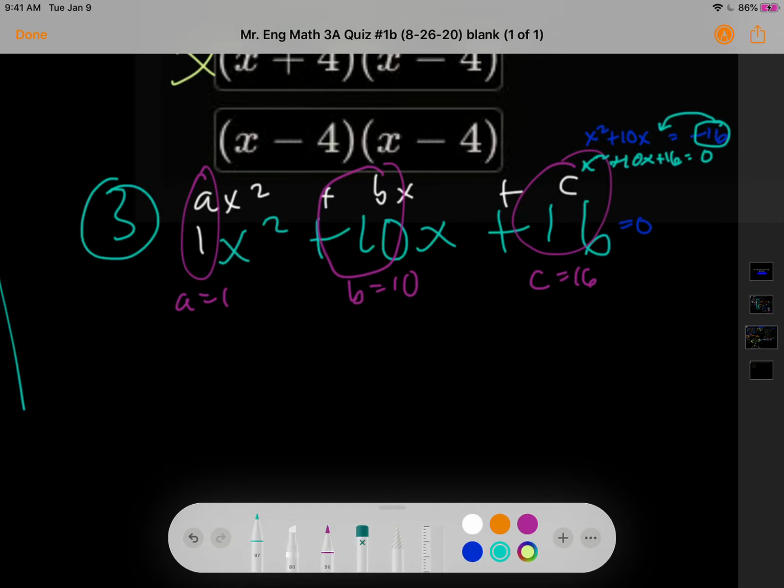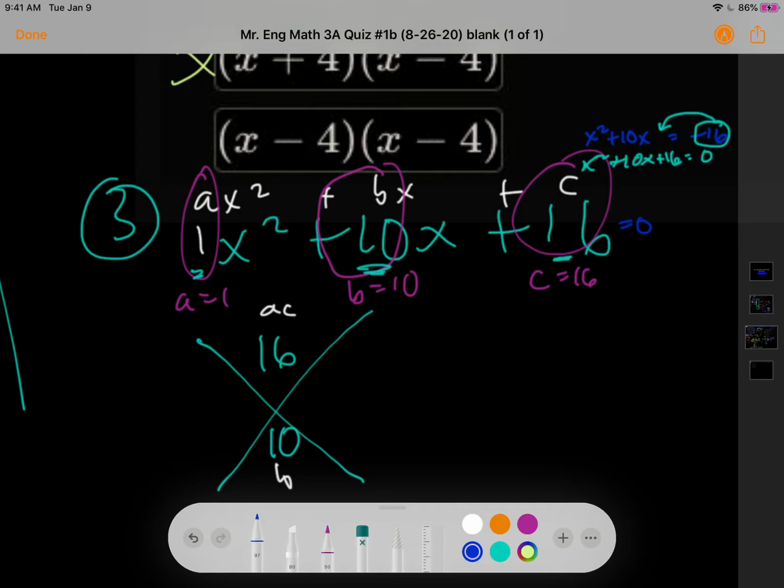All right, let's finish this problem. So then use my x method. And I have a times c, and then my b value. And then a times c is 16. And then my b value is 10. And then 2 numbers I'm looking for.